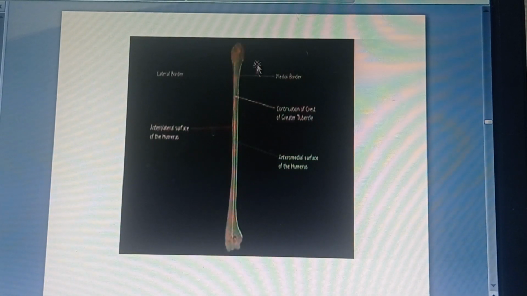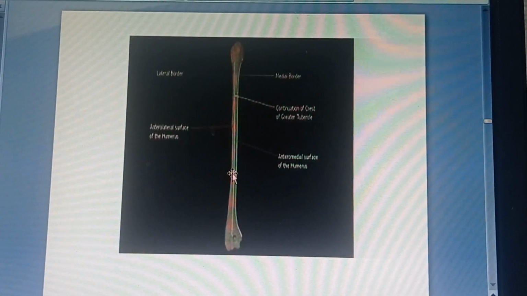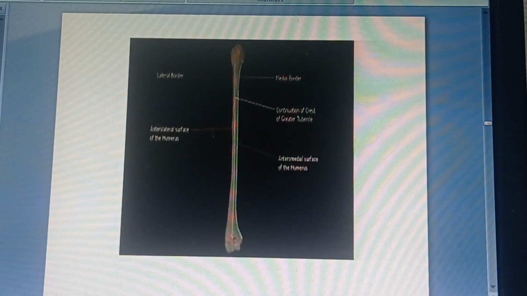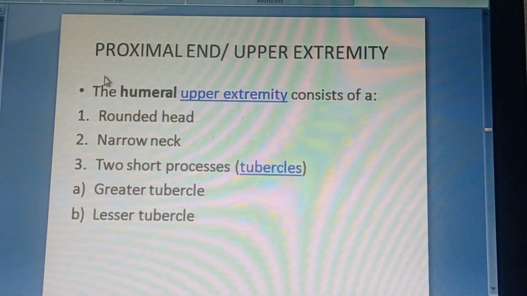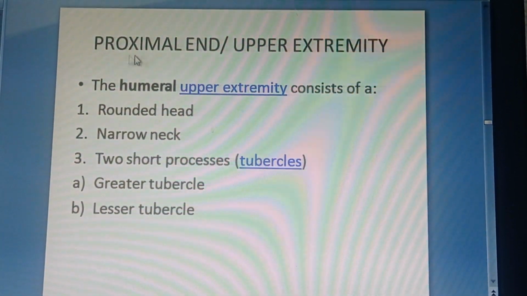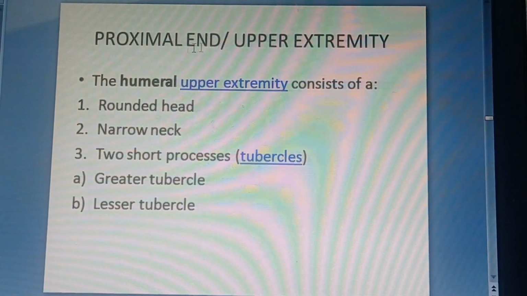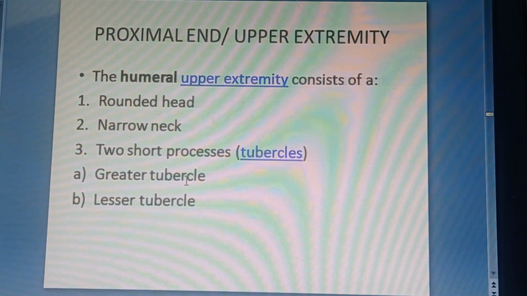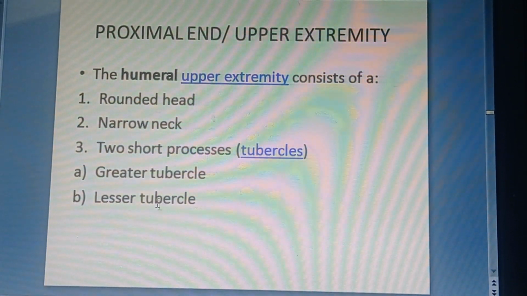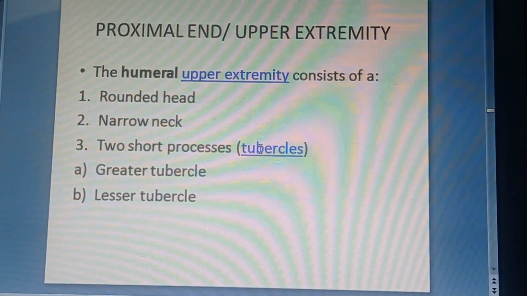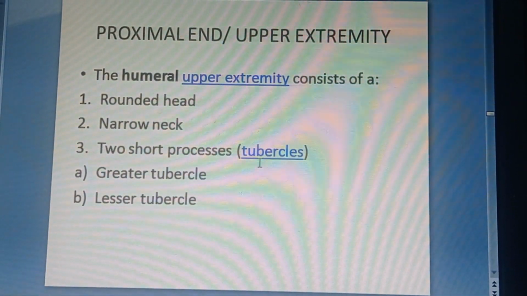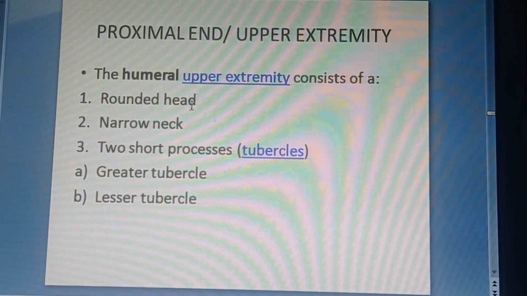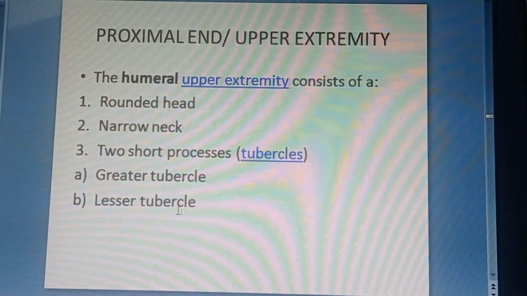There are different landmarks at the proximal end, different landmarks at the shaft, and different anatomical landmarks at the distal end. We can also call the proximal end the upper extremity. It has head, neck, greater tubercle and lesser tubercle. Tubercles are basically rough areas for the attachment of muscles. So a total of 4 landmarks are present: head, neck, greater tubercle and lesser tubercle.